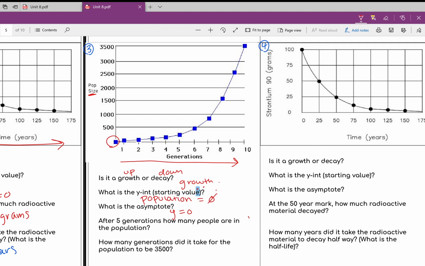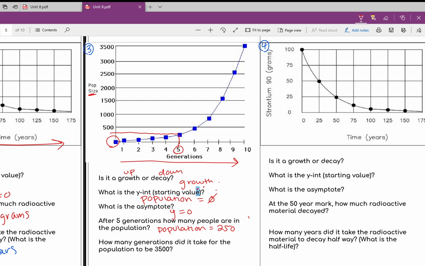Then it says, after 5 generations, how many people are in the population? So here's the 5 on the generations part on the x-axis. We're going to match it up with this blue line. So it looks like it's kind of in between 0 and 500. So that's going to be about 250. So the population is going to equal 250. Again, if you put anything between 0 and 500, leaning closer to 250, that would be correct.